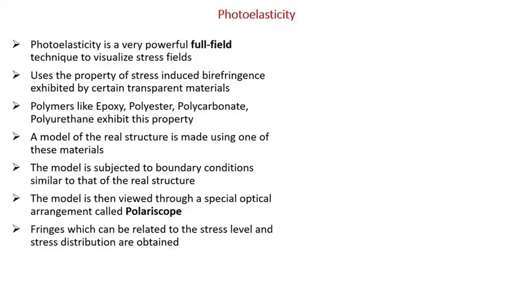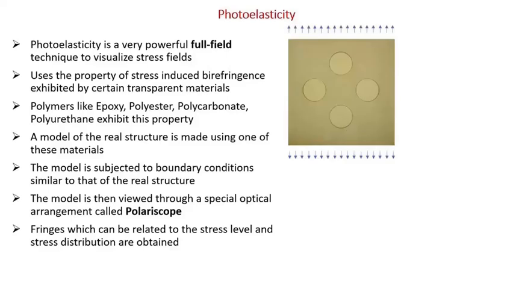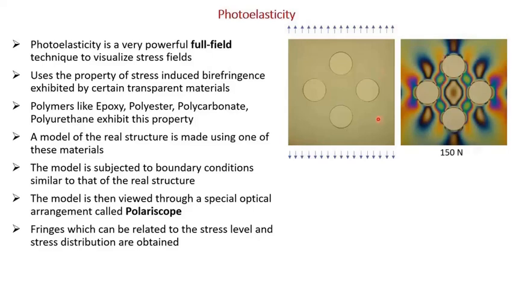So I would like to show you some examples up front. What I am showing here is a plate with 4 holes arranged like this. The loaded boundaries are far away from the hole. The picture does not show the entire length and width of the plate. Now, if you view this stressed plate through a polariscope, you will see patterns like this, which are fringe patterns having different colors. This image corresponds to a load of 150 newtons.